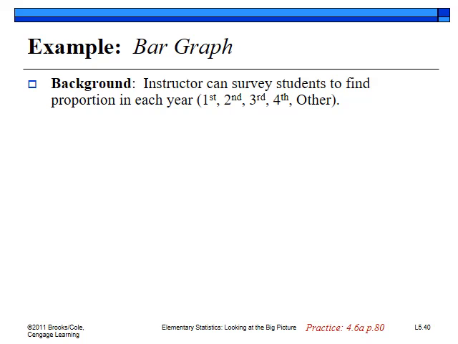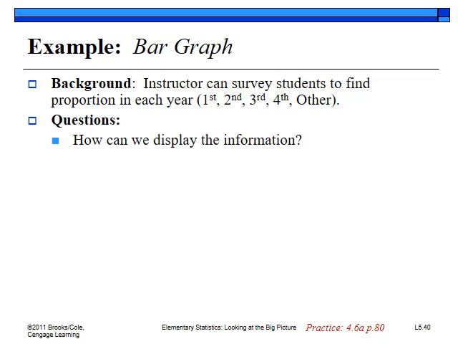The instructor of our statistics classes at a big university asked on the survey to report which year they were in college: first year, second year, third year, fourth year, or other. How do we display this information? What can we learn from the display?